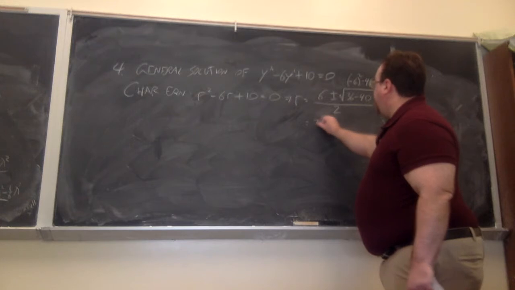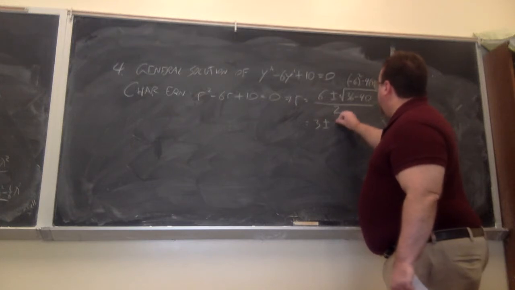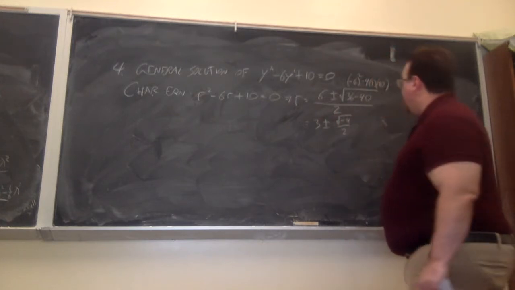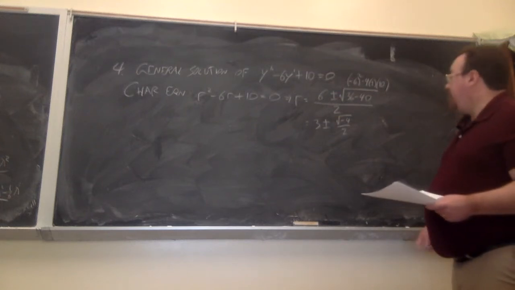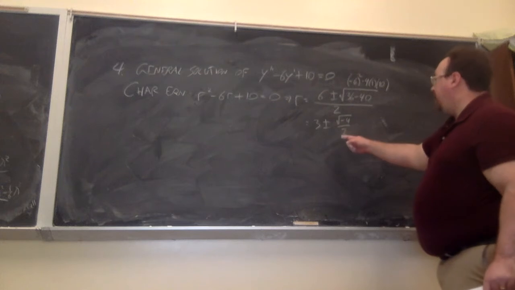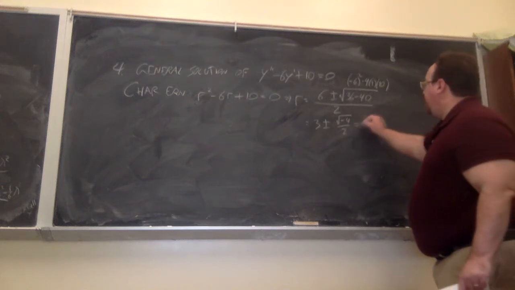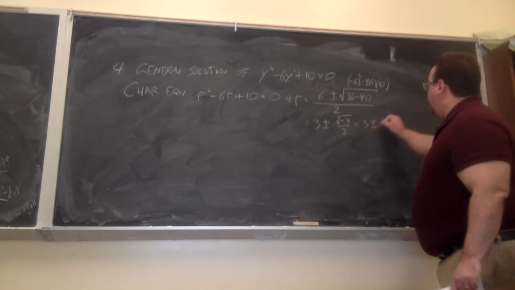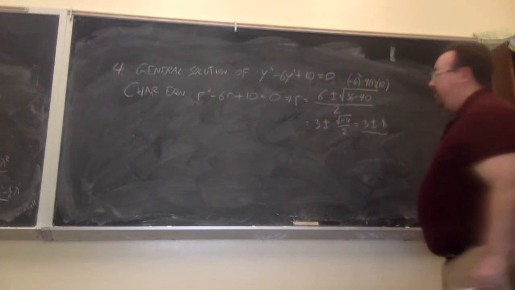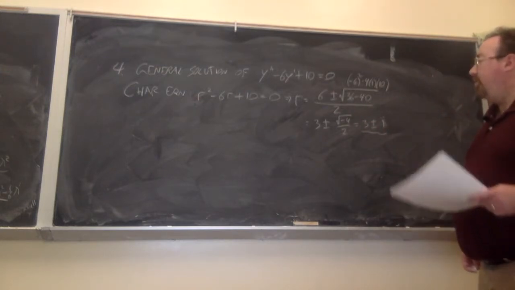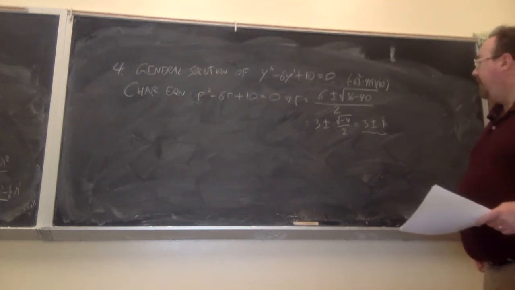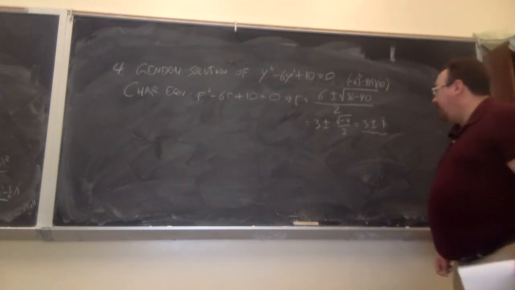So we have 3 plus or minus the square root of minus 4. Well, the square root of minus 4 is 2i. So we have 3 plus or minus 2i over 2. So we get 3 plus or minus i. Those are the complex roots of the characteristic equation. So now we can jump directly to writing down a general solution.